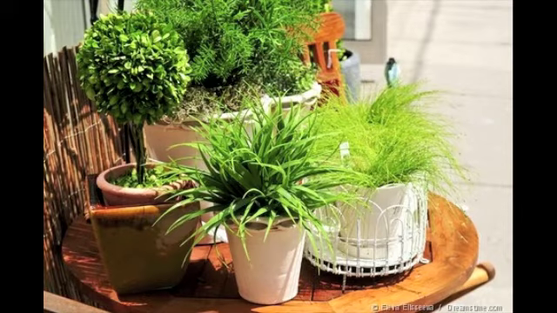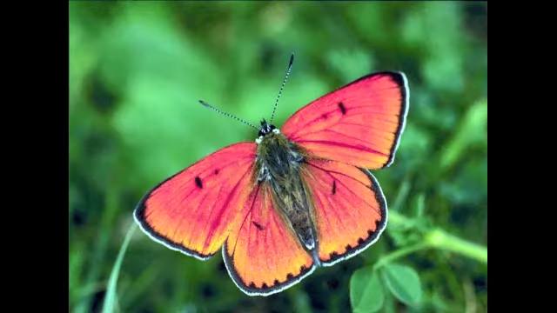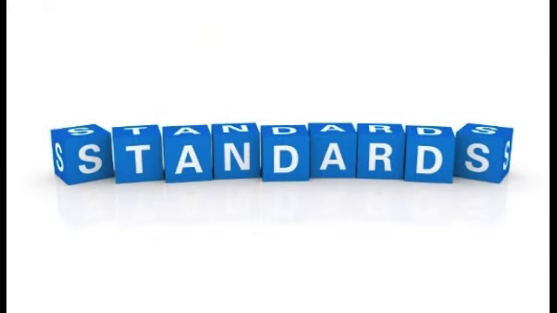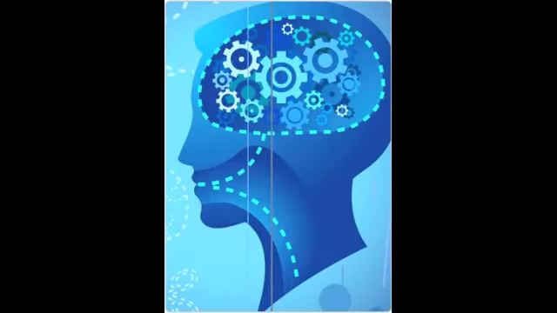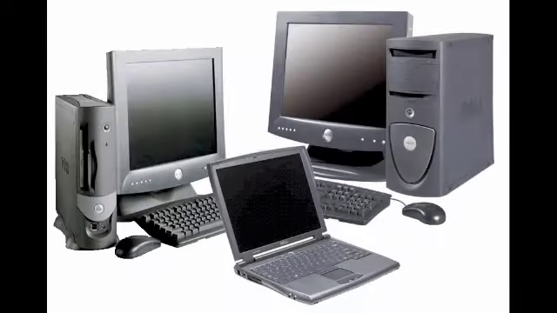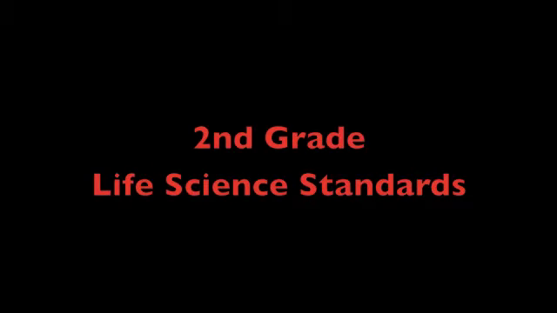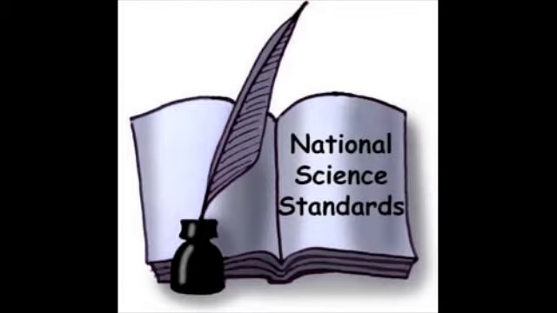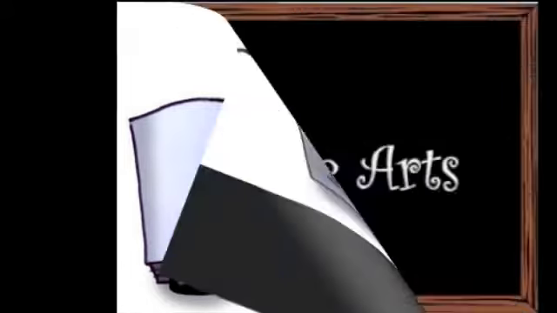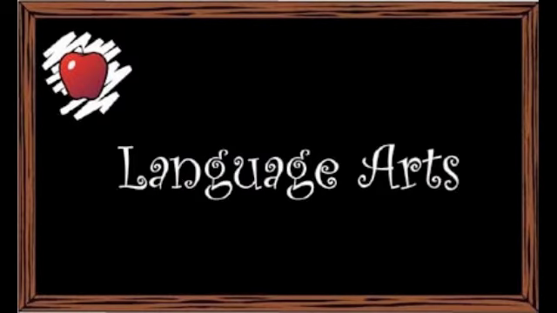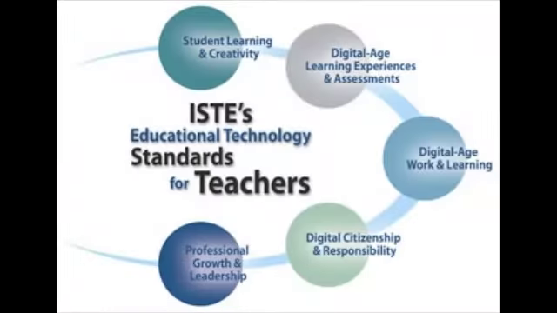This video project is about my unit plan on the life cycle of plants and animals. My unit focuses specifically on standards, cognition, and technology. This unit is based around second grade life science standards. To begin planning my unit, I focused on what science standards needed to be covered and also what language arts and technology standards would be addressed through this 6-week unit plan.